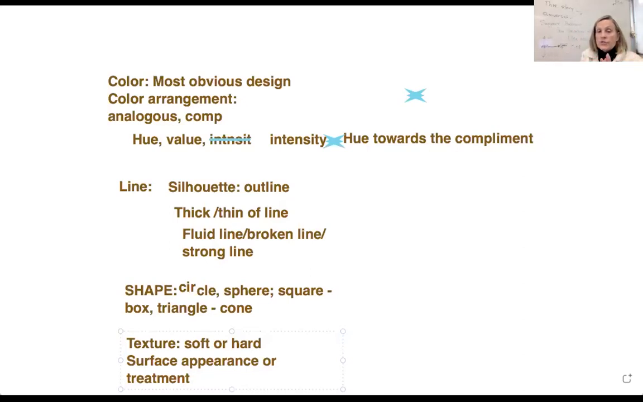So texture is the way something feels. How do your eyes tell you how this texture, how this fabric feels? Which is the tactile sense. Okay.